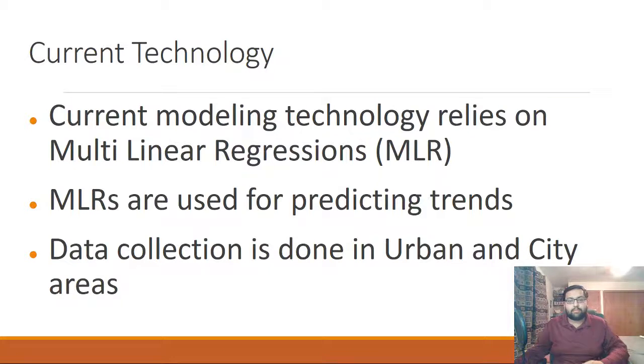Before we explore what our proposed technology can do, it is important to look at what the current technology is able to accomplish. The current air pollution modeling technologies are reliant on multilinear regressions. Multilinear regressions are used for predicting trends assuming a linear relationship between variables. Data collection is often done in urban and city areas, with the frequency of collection being every 3 days, or whenever air pollution is quite high. The places without physical data collection points rely on this prediction to extrapolate their approximate air pollution levels. The data collected is useful for normal case scenarios, but has a hard time extrapolating for ones outside of the normal range.